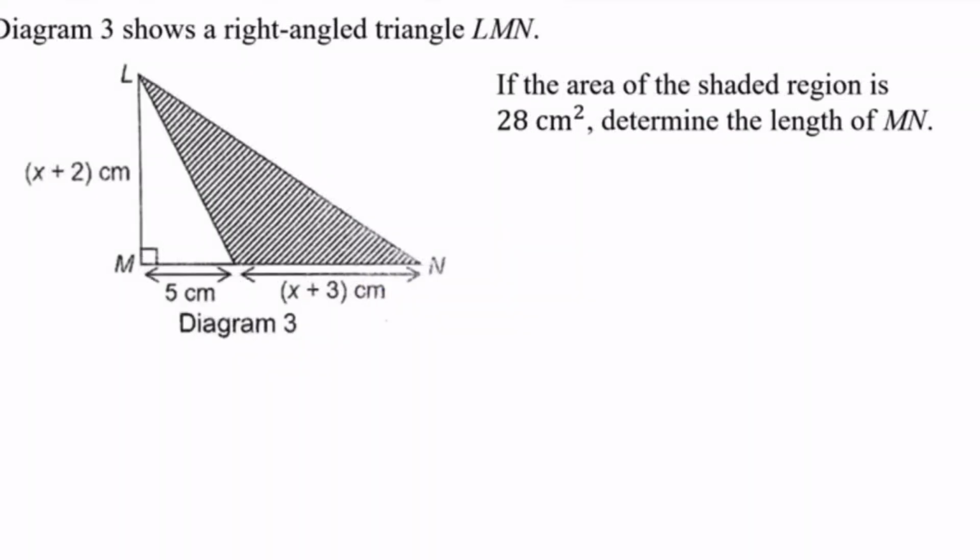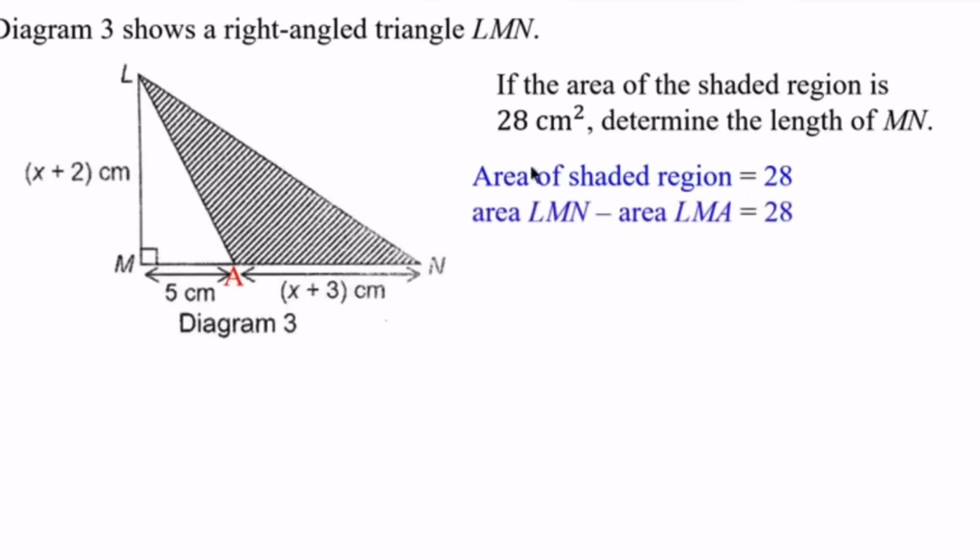Next question is about the area of the shaded region. It is given as 28 centimeters square. Determine the length of MN. So first of all, you have to find the area for the triangle, but the area of the shaded region is 28. So we will focus on the big triangle LMN.